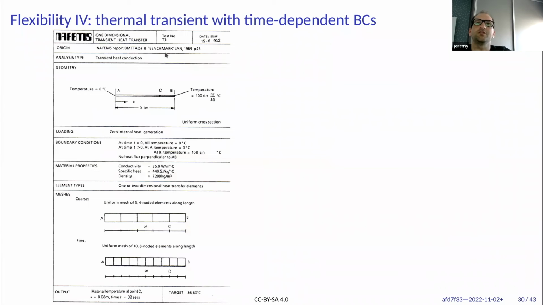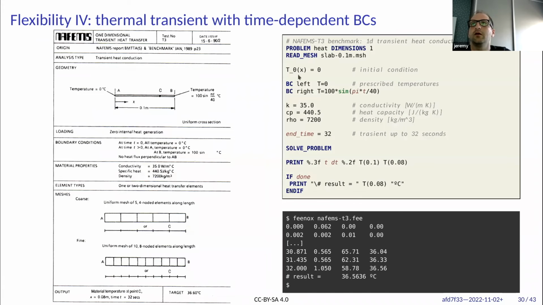Transient problems, this is an Eiffen test. The key here is that this is a one-dimensional case. Temperature is kept equal to 0 here, and it should follow a sine of pi times time divided by 40. Again, the initial condition is here, it's 0.